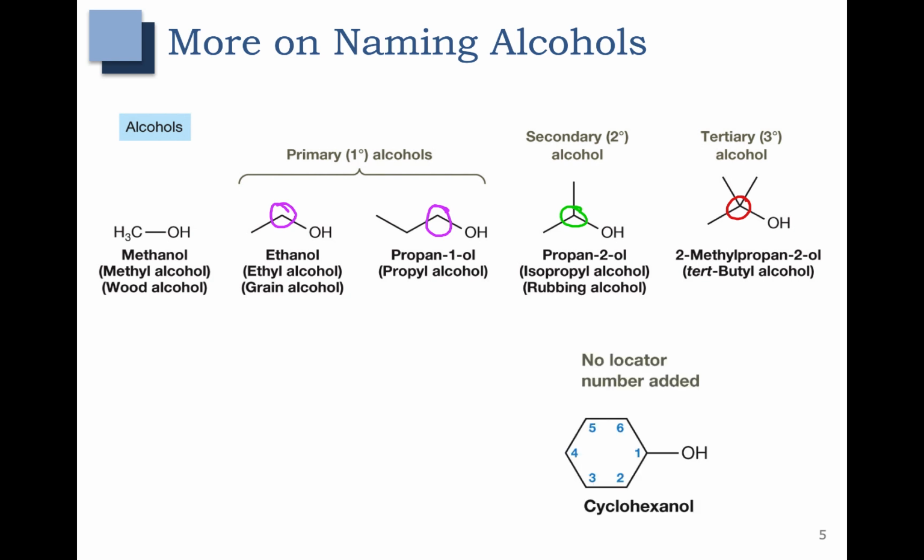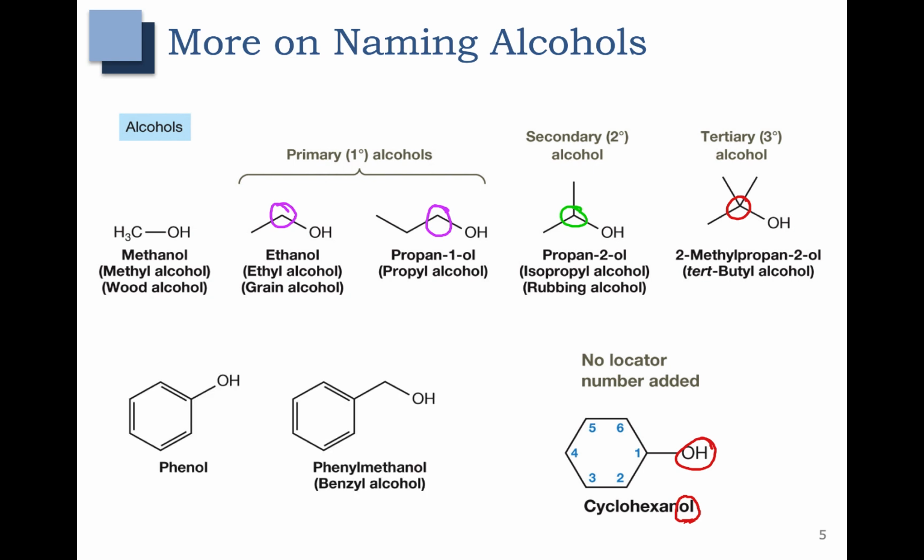Let's look at another example. Here we have cyclohexanol. Notice that for cyclohexanol, we don't have to put the 1 anywhere. That's because the alcohol is the suffix changing functional group, and so it's presumed that the alcohol is on position 1, so we don't actually have to put the 1 in there.